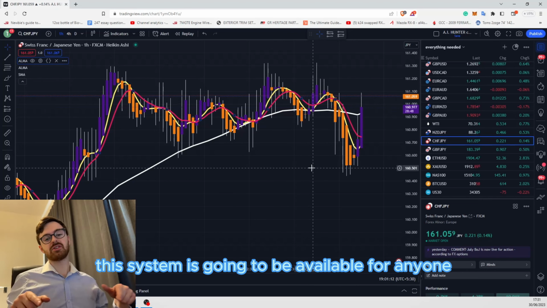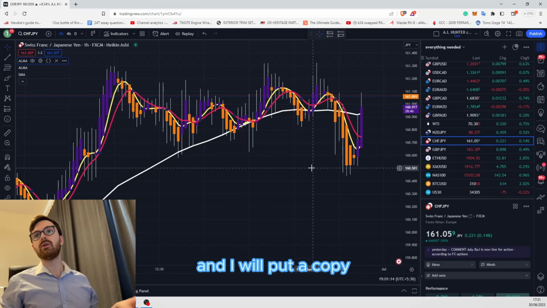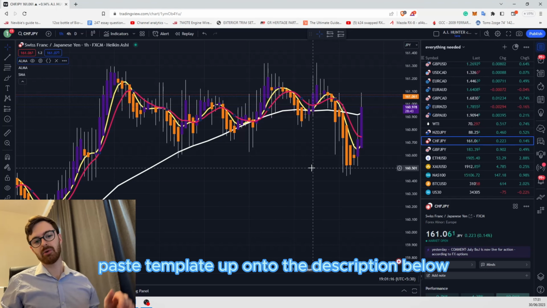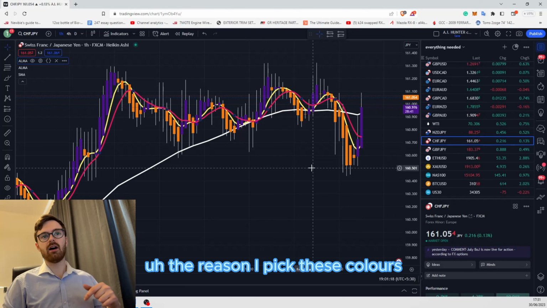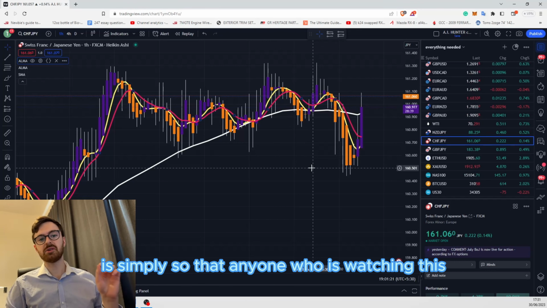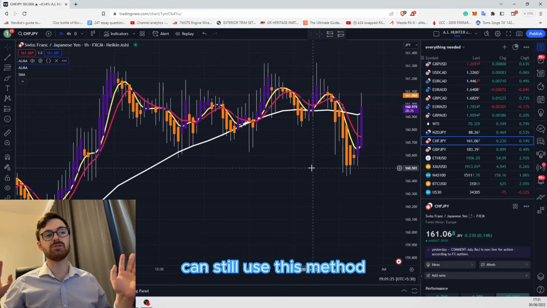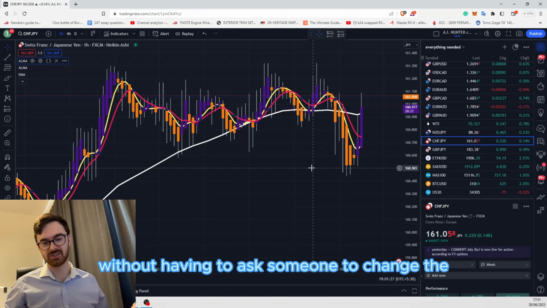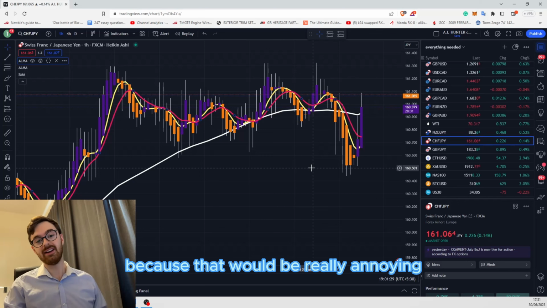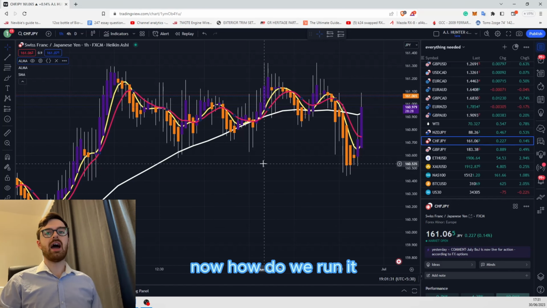This system is going to be available for anyone, and I will put a copy-paste template in the description below. The reason I've picked these colours is simply so that anyone watching who is colourblind can still use this method without having to ask someone to change their colours for them, because that would be really annoying. Now, how do we run it?